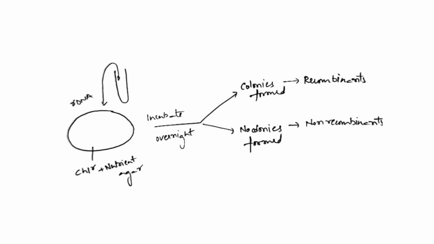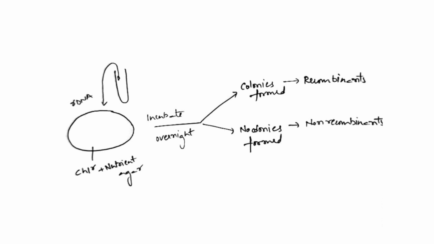The marker site is used to screen the recombinants. So, to a Petri plate, nutrient agar and chloramphenicol is added and the rDNA is added to it. This rDNA is essentially the gene of interest plus the bacterial artificial chromosomal vector.